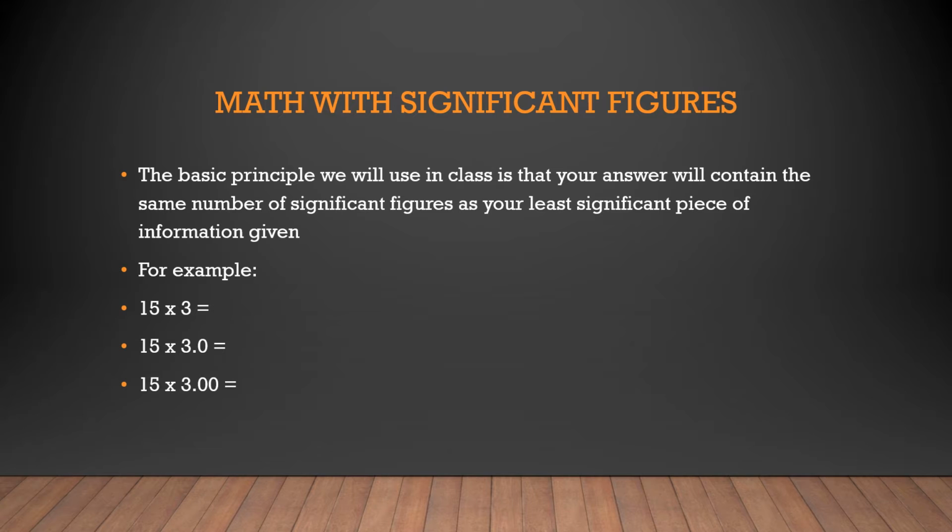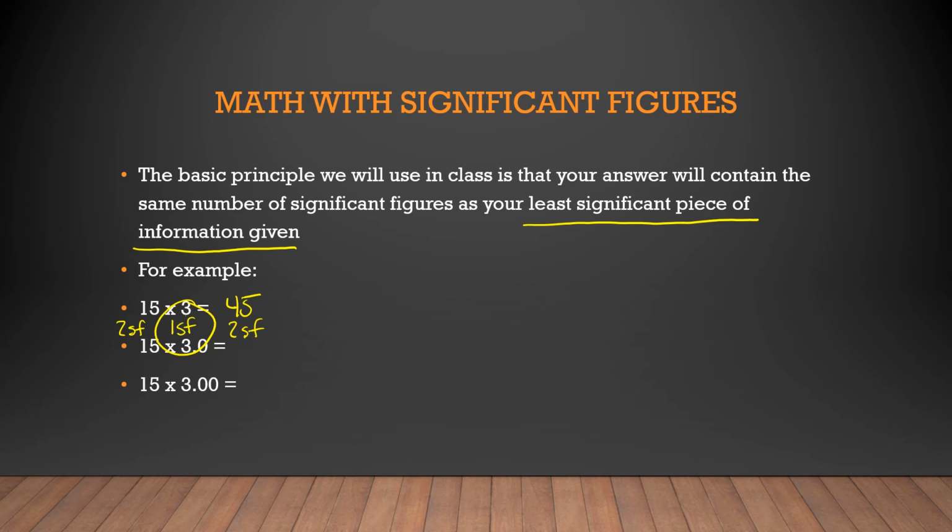We want to limit our answers to the same number of significant figures as your least significant piece of information given. So what does that mean? What does it look like in practice? Well, quick examples here. We have 15 times 3. Well, we all know 15 times 3 is 45. However, if we go off our significant figure rule, 3 only has one significant figure. 15 has 2. 45 also has 2.